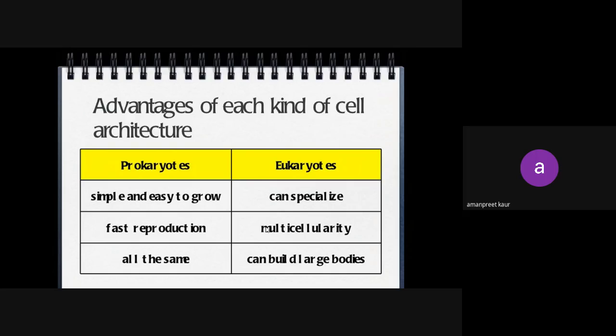Prokaryotes are all the same. The offspring they make are identical copies of their parents. But if we talk about eukaryotes, they will not last. Thank you. Here we completed the first module.